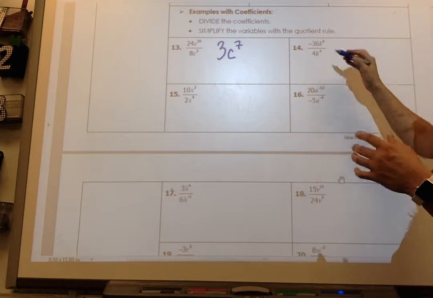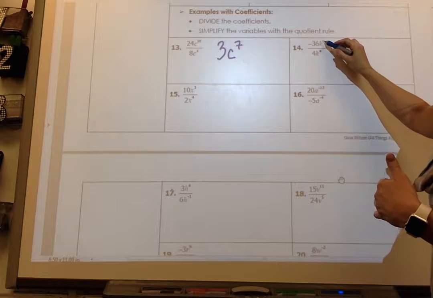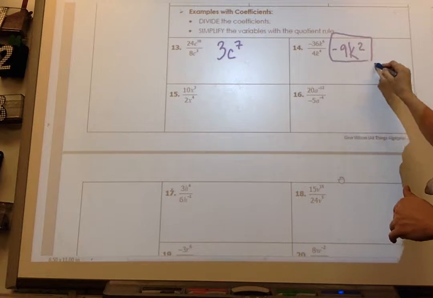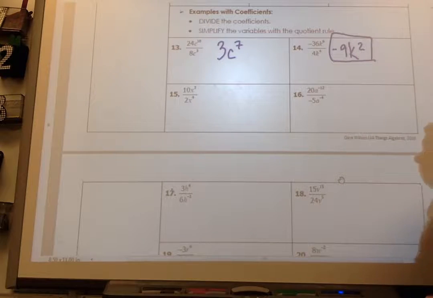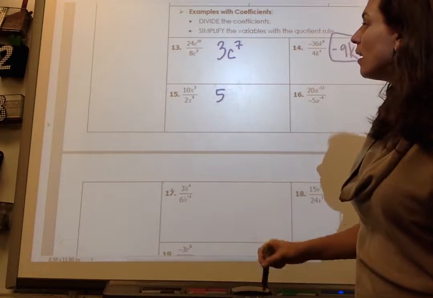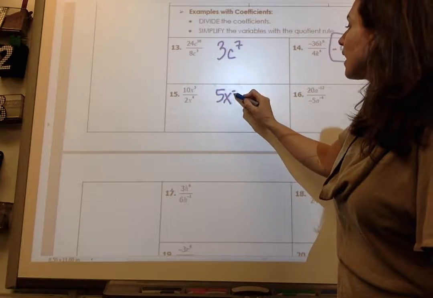Number 14, negative 36 divided by 4 is a negative 9. And then 6 minus 4 is 2, so I get k squared. So negative 9k squared. 10 divided by 2 is 5. Here I have 3 minus 4, which is x to the negative 1.